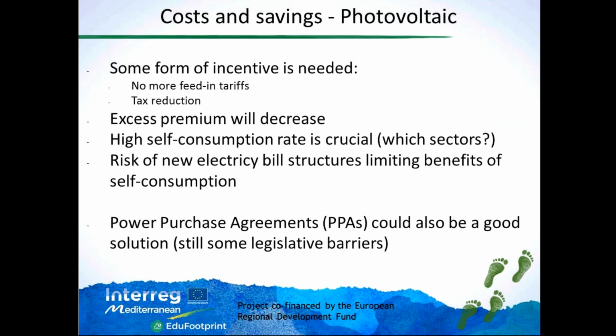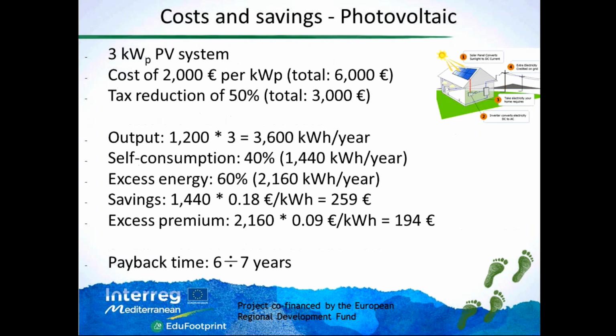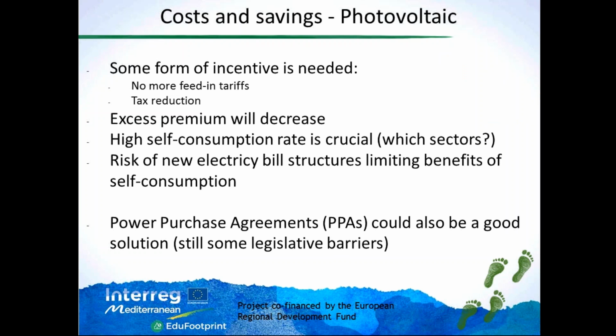So some conclusions about this cost and savings. Some form of incentives is still needed. This calculation is okay because we have a tax reduction of 50% in Italy. So we still have a good market of photovoltaic for residential application because we have this tax reduction, and especially because the feed-in tariffs are not available anymore in many of the countries. Then this excess premium will decrease for sure.